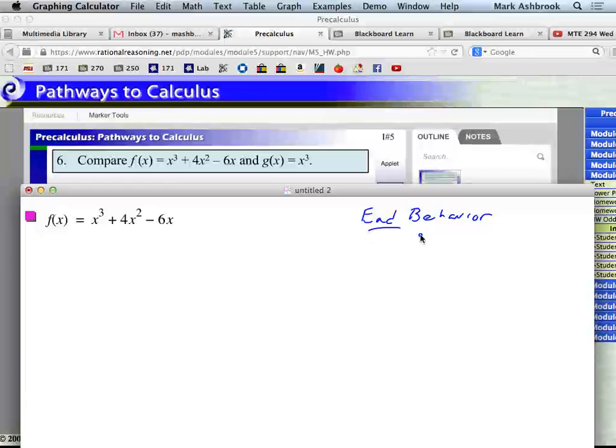So by end, we mean the ends of the graph. The right end and the left end. Okay, that's what I mean by end behavior. And this is determined by the leading term, and we talked about why.